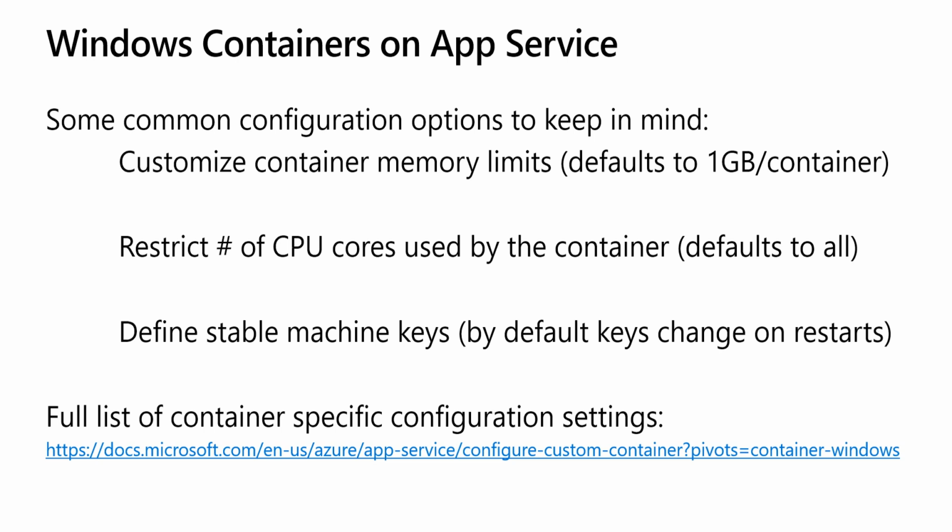The biggie is the memory limits that we have set by default for Windows containers. By default, the platform only allocates 1 gigabyte of memory to each Windows container. However, if you go to the doc link I have referenced here on the slide, there's an app setting you can use to tune the amount of memory that the platform should allocate to each individual Windows container.